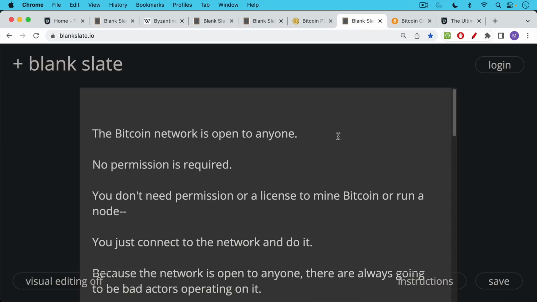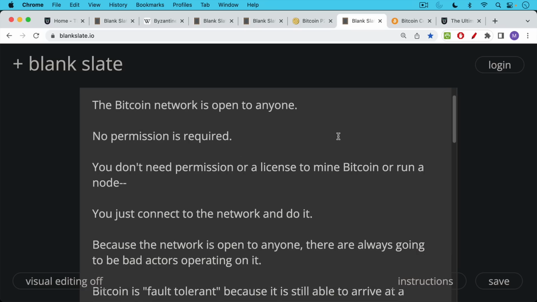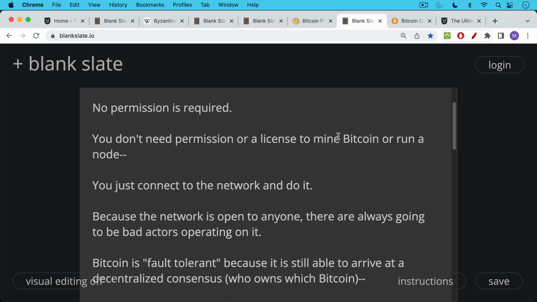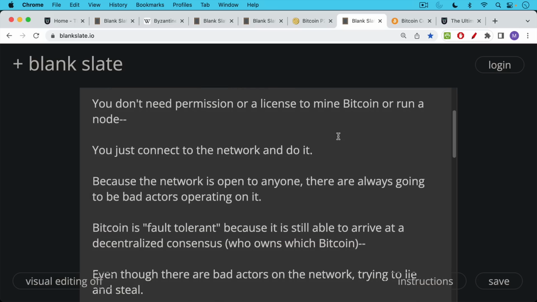The Bitcoin network is open to anyone. No permission is required to use it. You don't need permission or a license to mine Bitcoin or to run a full node. You just connect to the network and you do it and no one can stop you. And this is one of the really nice things compared to the traditional banking system. But because the network is open to anyone, there's always going to be some bad actors operating on it.